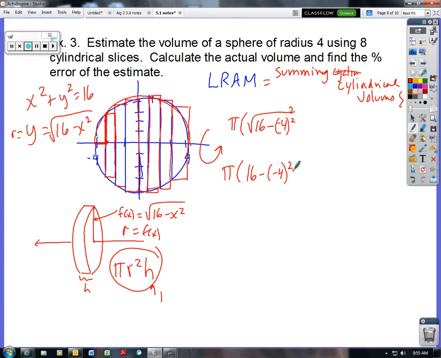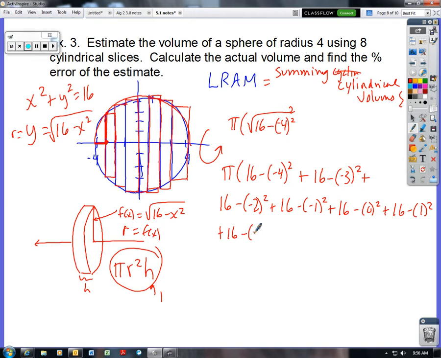And that's going to be the case with all these, so I don't need the square of the square root. I can just skip it. Okay, and then the next one is going to be 16 minus the next x. I'm doing LRAM, so that's -3 plus, and then the next one, 16 minus -2 squared plus 16 minus -1 squared plus 16 minus 0 squared plus 16 minus 1 squared plus 16 minus 2 squared plus 16 minus 3 squared. And do we have a 4 squared?